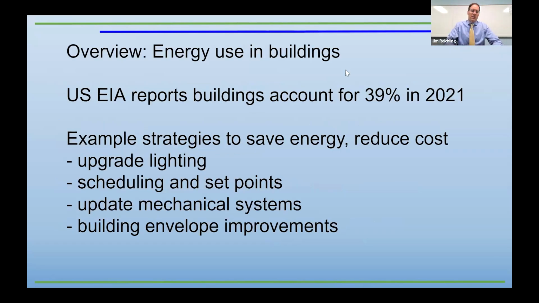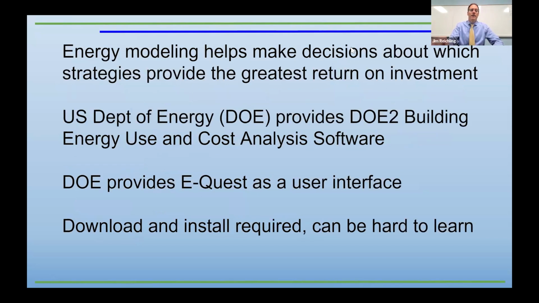One reason that we might be interested in this is that buildings just use a tremendous amount of energy. So in 2021, the U.S. Energy Information Administration reported that buildings accounted for almost 40% of the energy used in the U.S. And so there are lots of ways to think about working with a building for it to use less energy, for example, upgrading lighting, changing scheduling and temperature set points, updating mechanical systems to units that are more efficient, making improvements to the building envelope. But how do you know if that's really working? And so energy modeling helps us make decisions about what strategies are likely to provide the greatest return on investment.